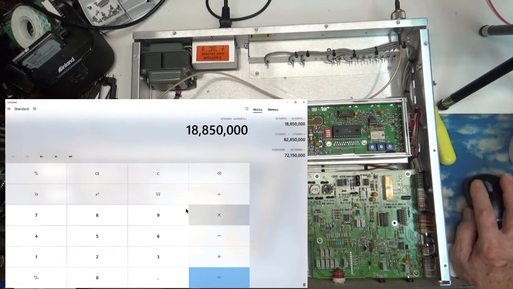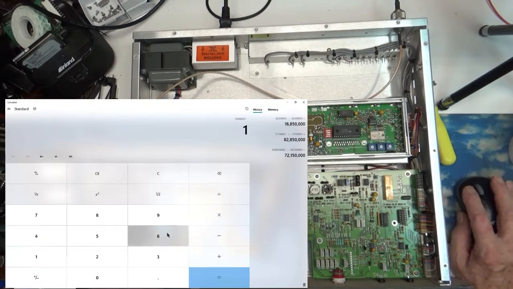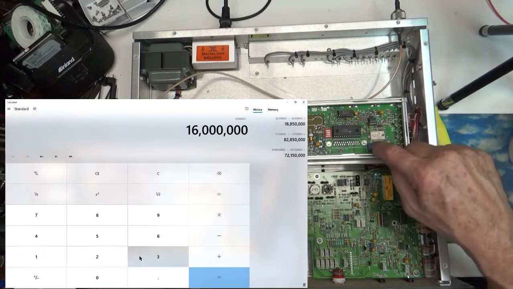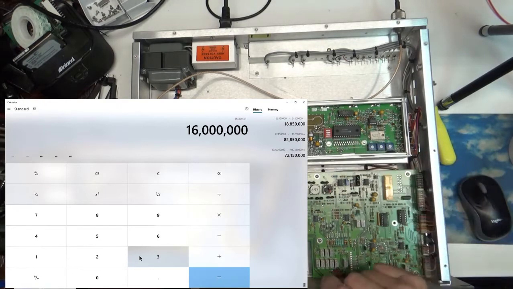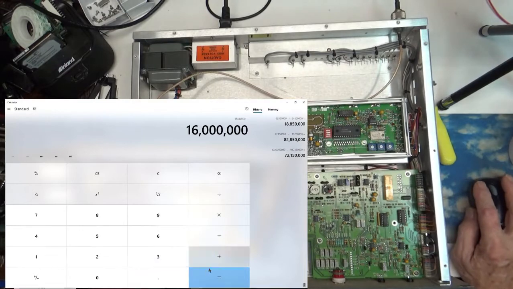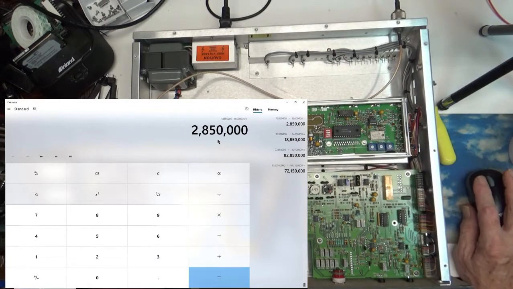So we have to take away our 16 megahertz, which would be a 4 on here. 4 times 4 is 16. And that leaves us with 2,850,000. Okay? 2,850,000. We want to find out how many times 250,000. Our second one here, we'll go into that.